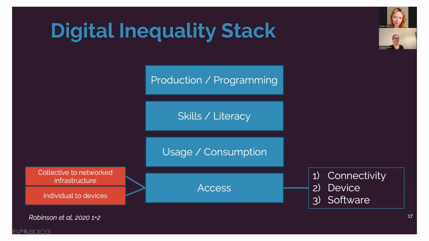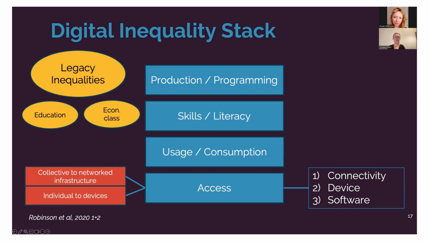And all these layers are influenced by what they call legacy inequalities. So inequalities which have already existed even before the internet, but now through the internet or through the digital realm, they are getting aggravated. So for example, inequalities in education or different economic classes now disrupt these different layers of this stack, and they have different effects on all these layers. And of course, as one of these layers is disrupted, for example, your access, you do not have access, then it kind of disrupts the whole stack.